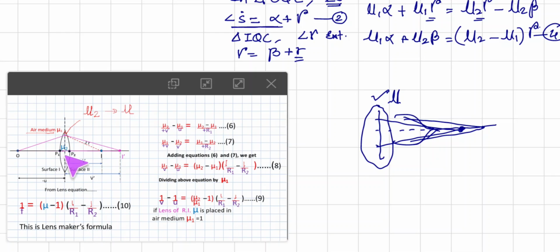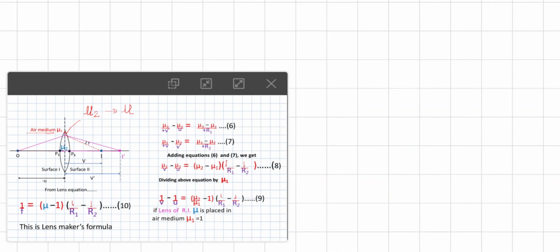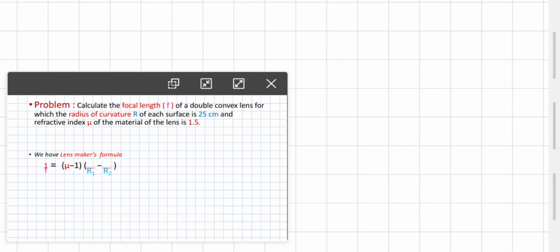And here, R1 and R2 are the radii of curvature of both the surfaces. They decide the point at which the image will be focused. So this equation can be used for making the lens, and that is why it is called a lens maker's formula. Now let us consider a problem related to this.